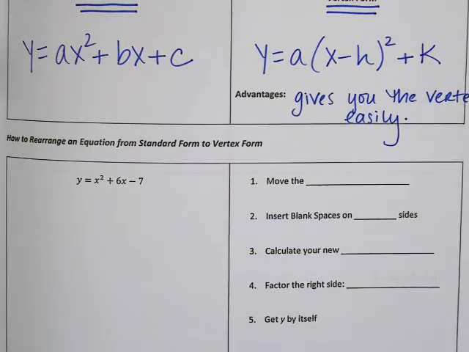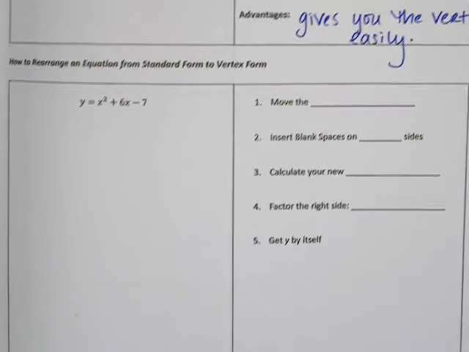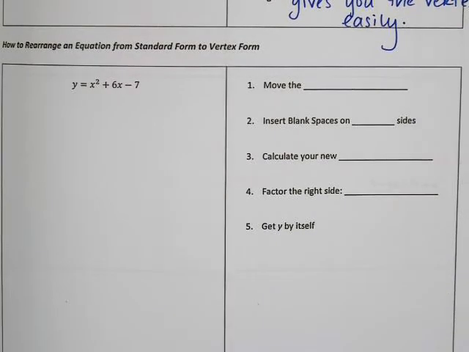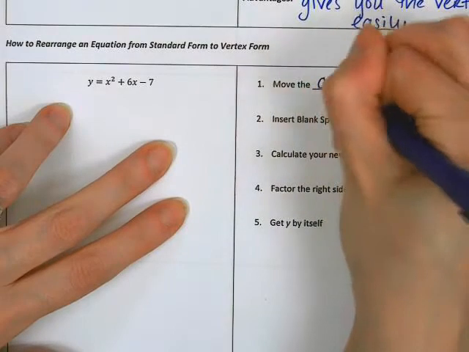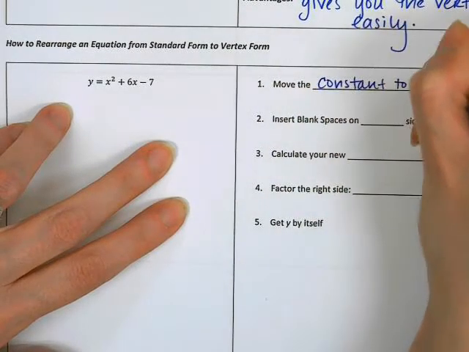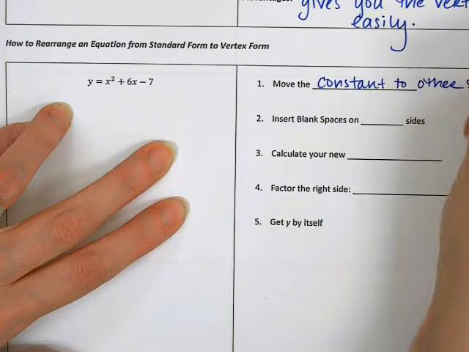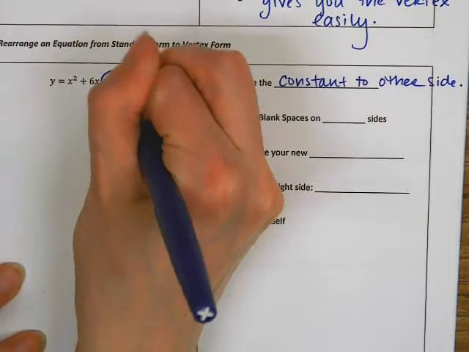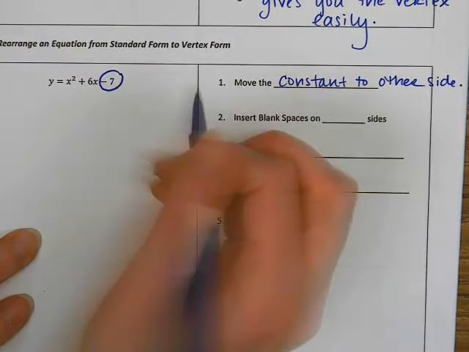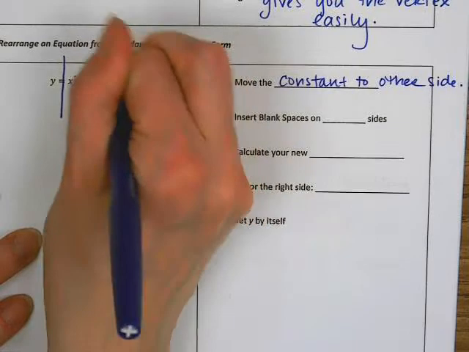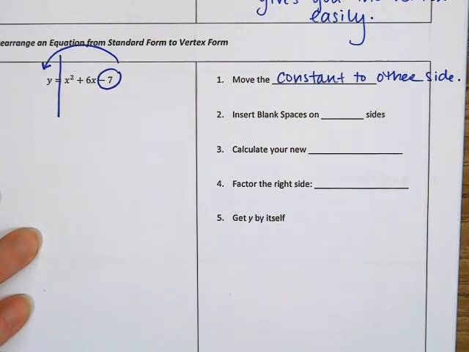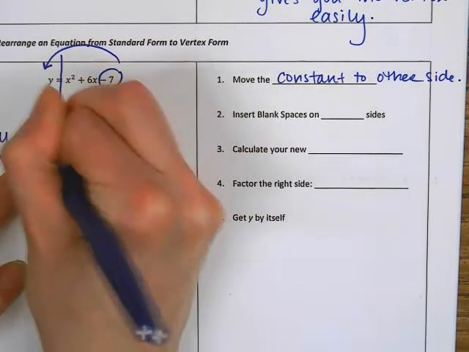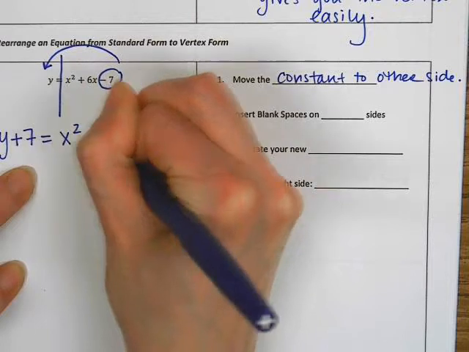All right, brace yourselves. This one is a little lengthy, but once you get the hang of it, it's not too bad. First step, move the constant to the other side. The constant is the number that does not have a variable. We're going to move it to the other side of the wall. Now remember, when you move something, it becomes opposite. So now we have y plus 7 equals x squared plus 6x.